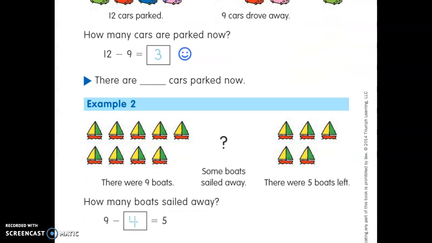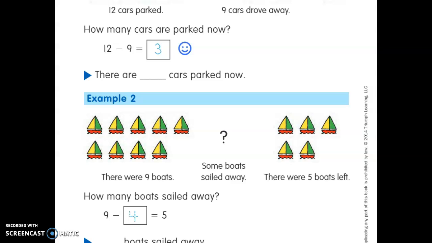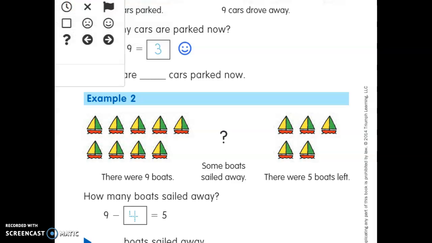For example 2, it is exactly the same way. Only this time they gave us the answer, and it's our job to find out how many boats sailed away. So let's look at the picture, and we have 9 sailboats. We have 9 sailboats, but they said there were 5 left. So we have to see how many sailed away for there to be 5.